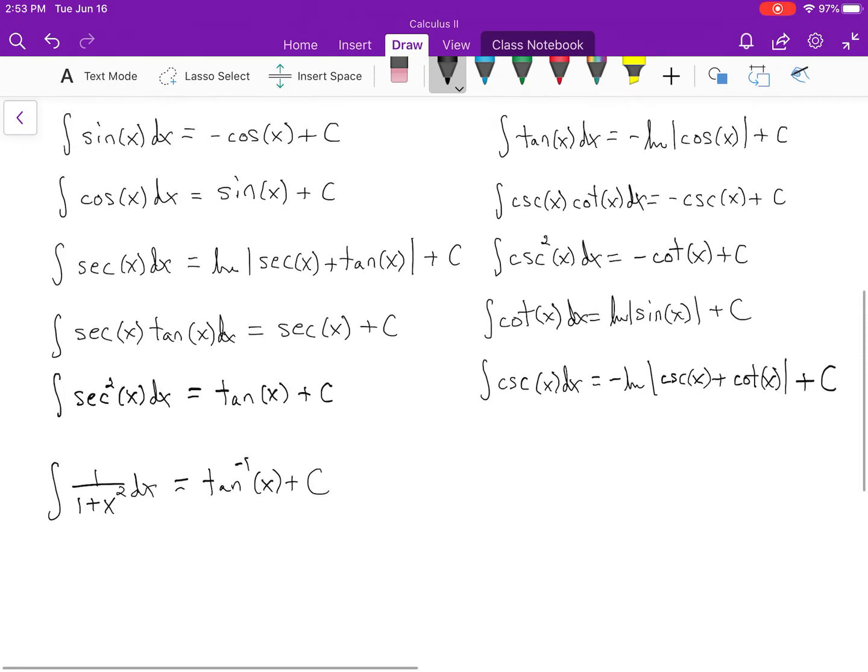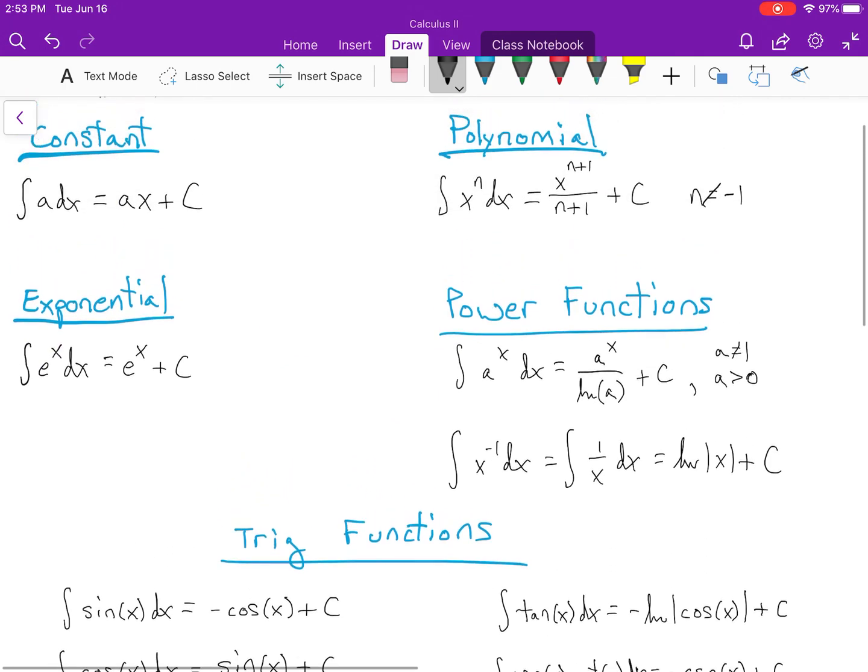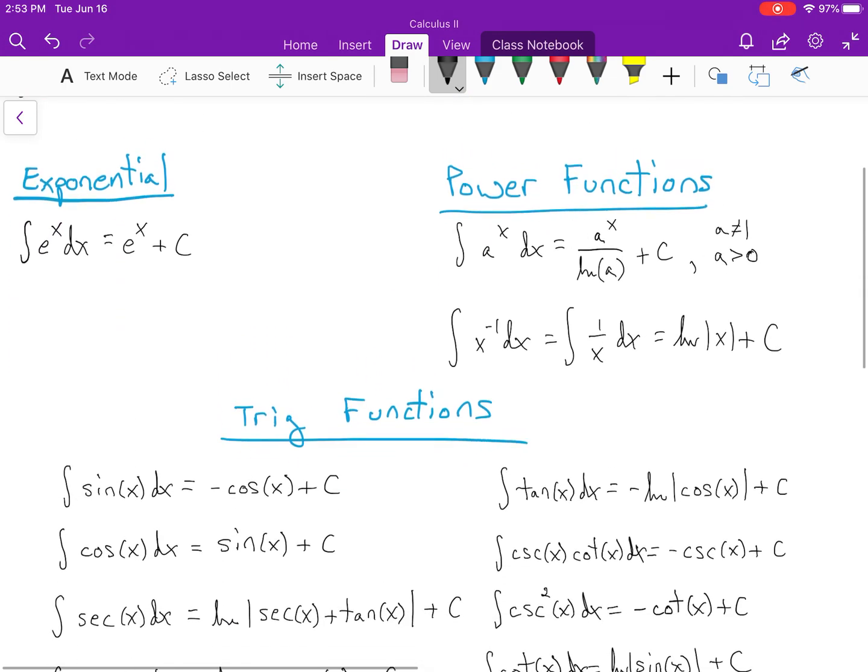So again, this is a fairly comprehensive list of all of the fundamental functions whose integrals it would be advantageous to just know off the top of your head.